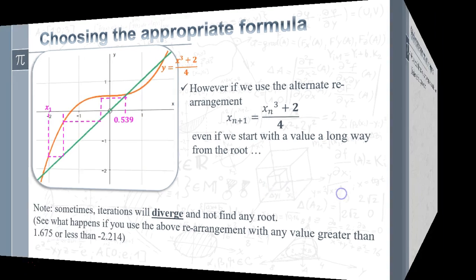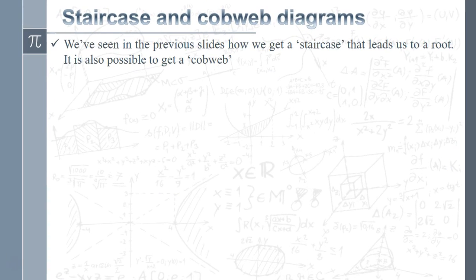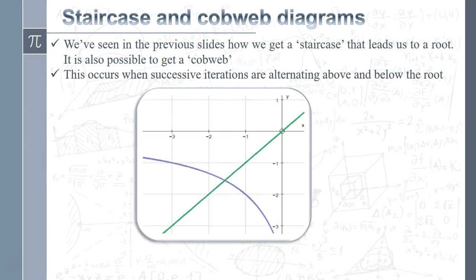You can get another type of diagram, which is called a cobweb diagram. And what happens here is you get successive iterations alternate above and below the root. And this one happens if we've got a curve with a negative gradient. So let's just have a quick look. So there's my starting value. And you can see I've got a root going on here. So let's just have a look at what's going to happen.